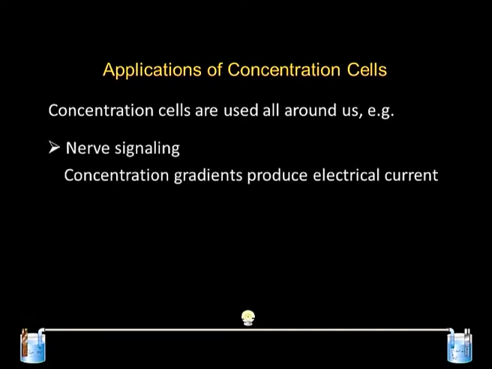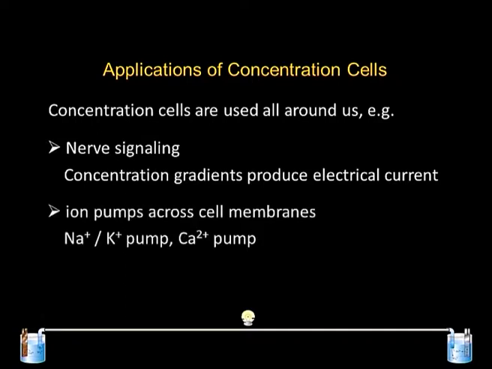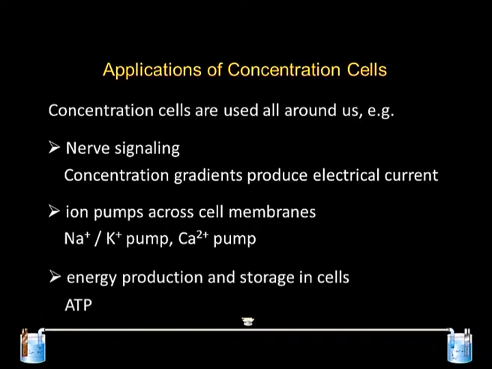The first thing is that we use concentration cells all around us, for example, in nerve signaling, that is, concentration gradients produce electrical current. Second, ion pumps across cell membranes, for example, sodium, potassium ions, calcium ions, these are used across cell membranes. Third, energy production and storage in cells, for example, ATP, that is adenosine triphosphate.